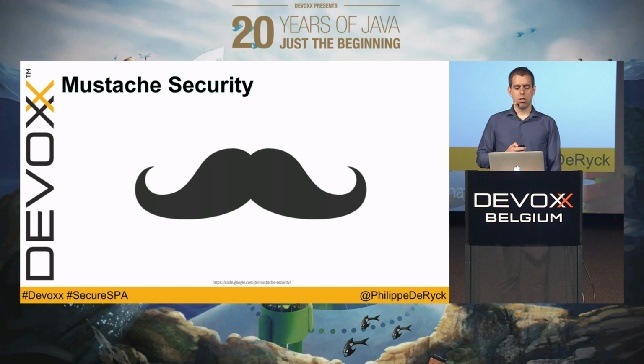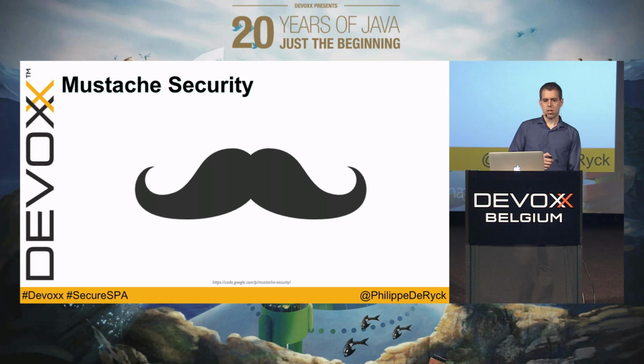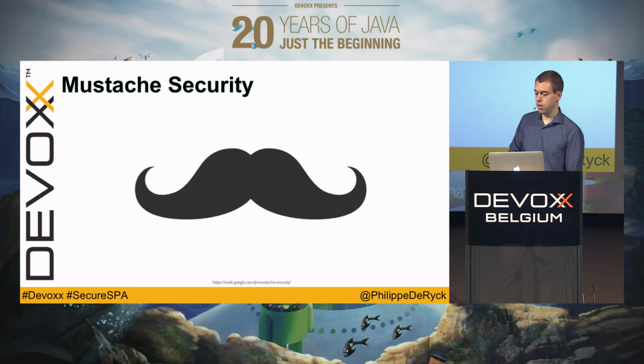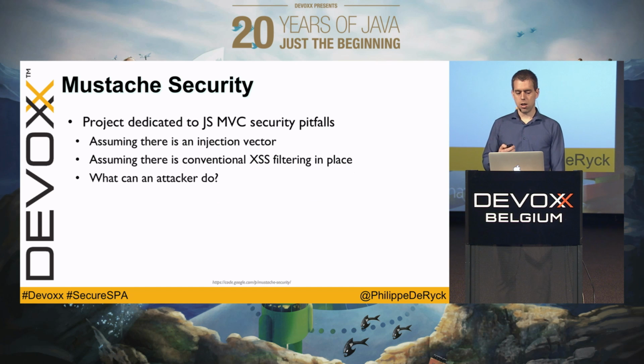And this is the subject of a project called Mustache Security by Mario Heiderich. He is a security researcher from Germany, who focuses on every possible cross-site scripting attack you can imagine. And he essentially looked at it in exactly the way I'm talking about it here.